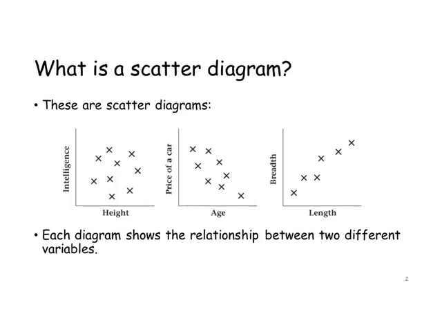Each diagram shows the relationship between 2 different variables. The first is comparing height with intelligence. The second is comparing the age of a car with the price of a car. And the third is comparing dimensions, the length of something compared to the breadth of something. Breadth is another word for width.